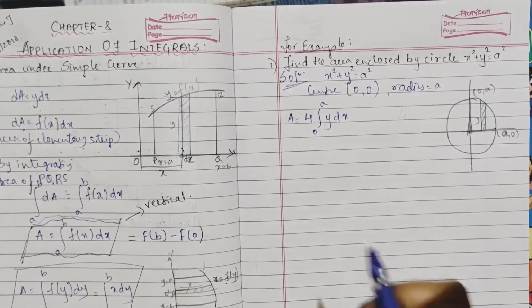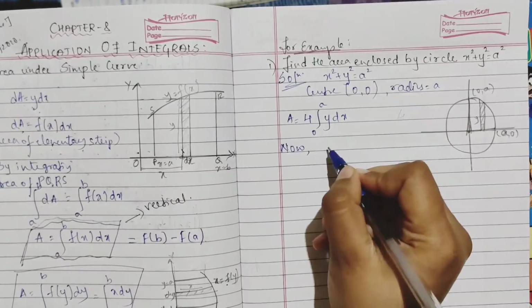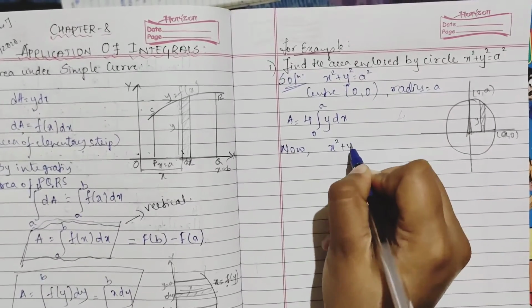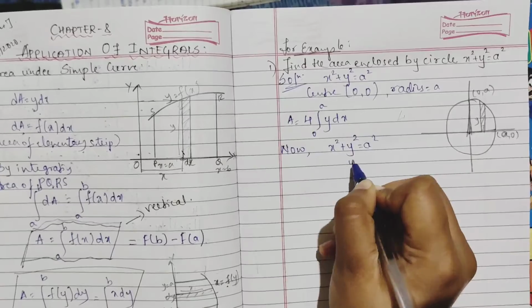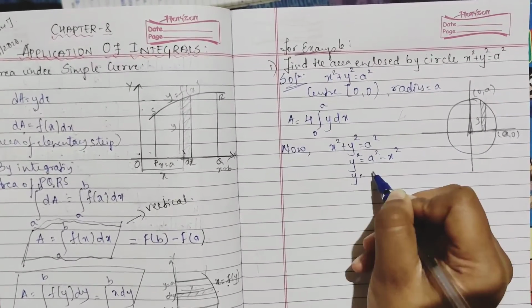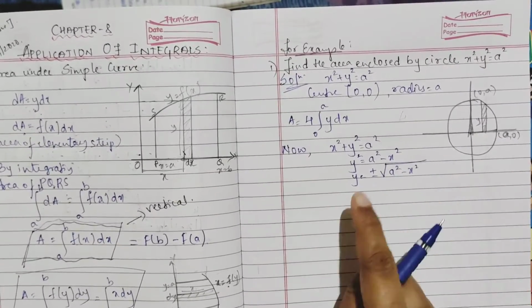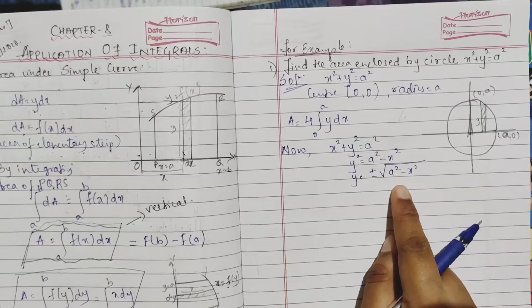Now what is our y? See here, we are making use of our circle. Say x square plus y square is equal to a square. y square is what? a square minus x square. So y will be what? Plus or minus root of a square minus x square, right? So y is plus or minus root of a square minus x square.